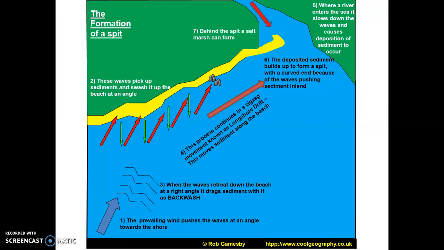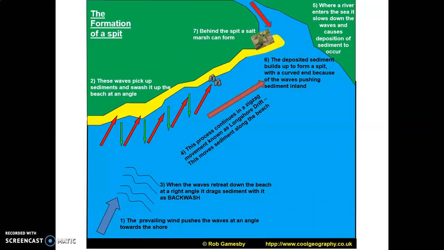What will eventually happen as well is a salt marsh can form behind the spit. That's because the spit forms its own kind of enclosed area behind it, and a salt marsh is where material from the river is being deposited behind this spit, but also it mixes with a bit of salt water from the sea. It forms this salt marsh, which is a very unique ecosystem, which we won't get into here.